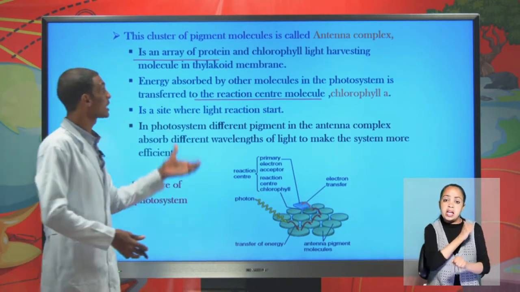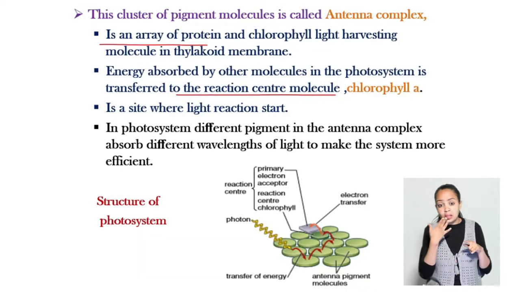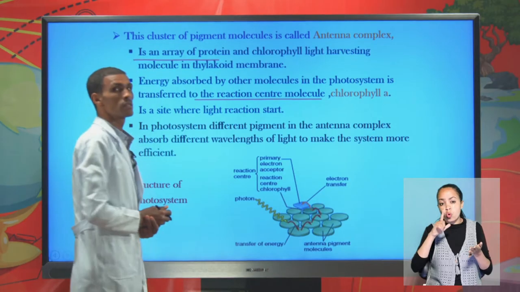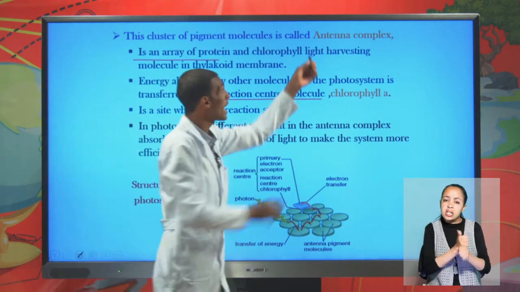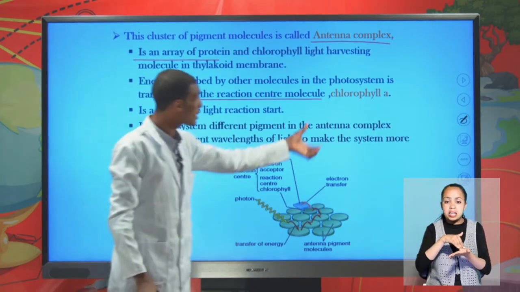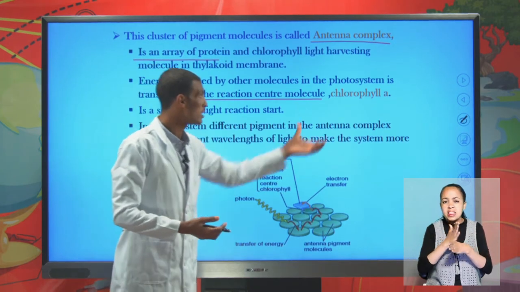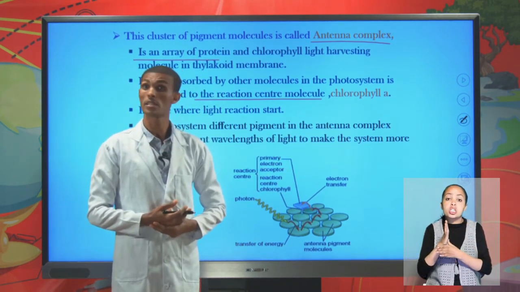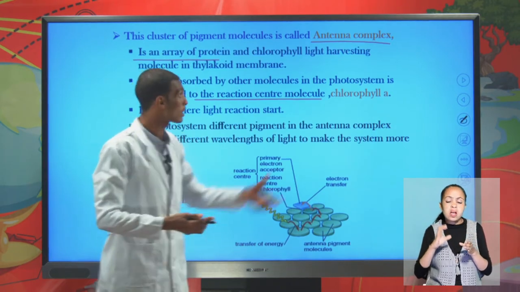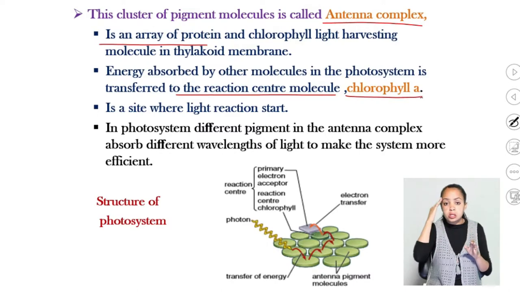The energy harvested by the different pigments or chlorophyll molecules in the antenna complex is transferred to one reaction center molecule. There are different pigments found in plant leaves, for example chlorophyll B, xanthophylls, carotenoids and chlorophyll A. Of all of these, chlorophyll A is considered the reaction center molecule.